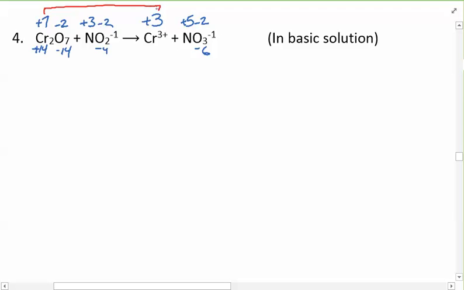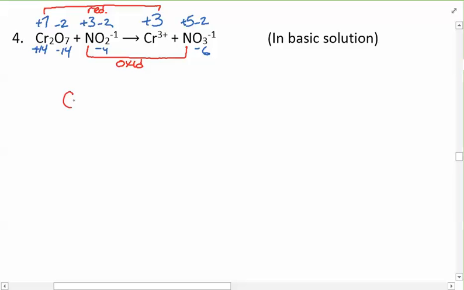So we're going to identify what's happening here. So the chromium and the nitrogen are changing. Generally, it's usually not oxygen, but it can be oxygen. So chromium's going from +7 to +3. So that means we are adding electrons or gaining electrons, which is reduction. +3 to +5, we're losing electrons, so that's oxidation. So what we're going to do, we're going to then separate our half reactions.